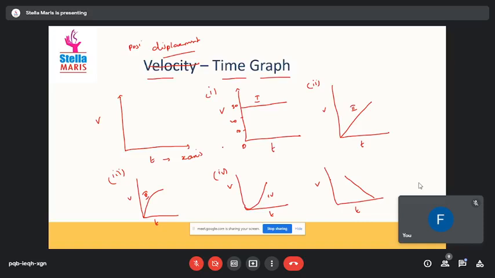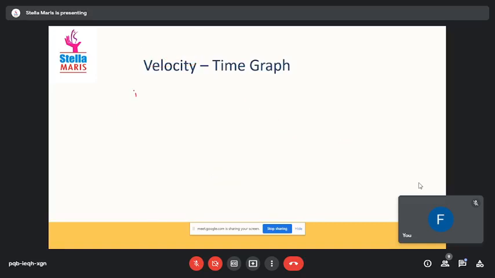So velocity remains constant. Very good. The body moves with constant velocity. Okay, so likewise, this is the first one. Okay, so this is time, velocity. So this graph is when the object or the body moves with constant velocity. Is everybody getting it, or shall I?